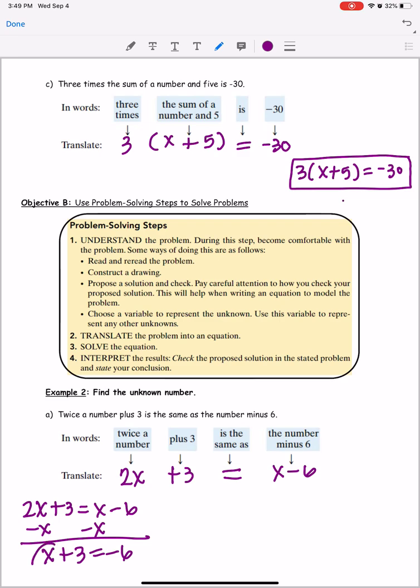So now that I have my variable over here, I need my constant over here. So we need to move this 3 over here. So the opposite of a plus 3 is minus 3. So 3 minus 3 is 0. That cancels. And so I'm left with x equals negative 6 minus 3, which is negative 9.